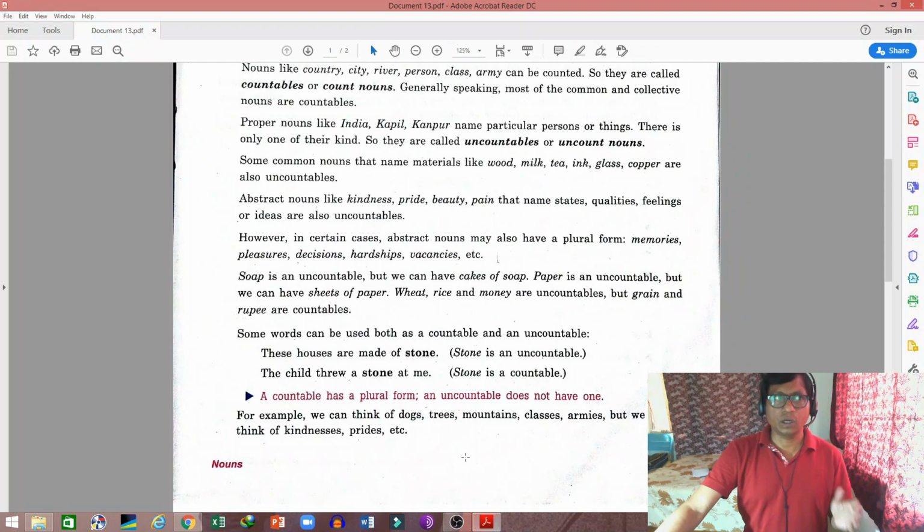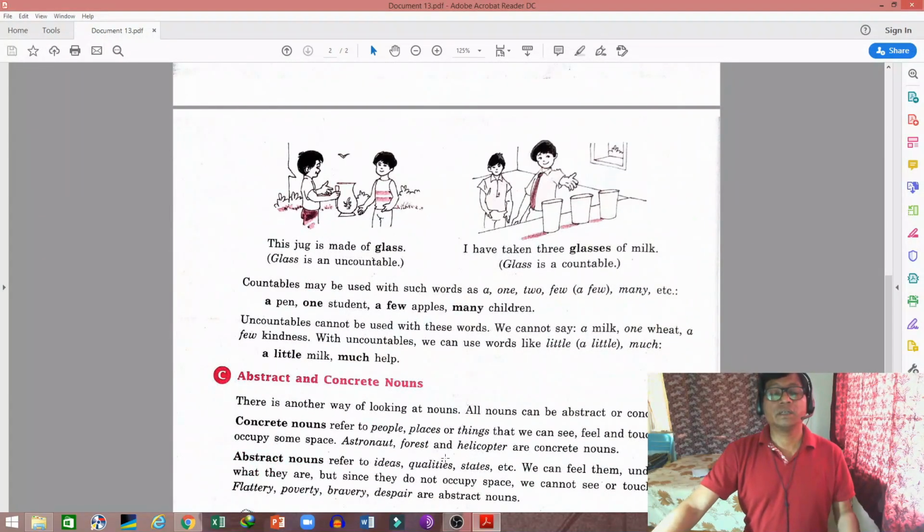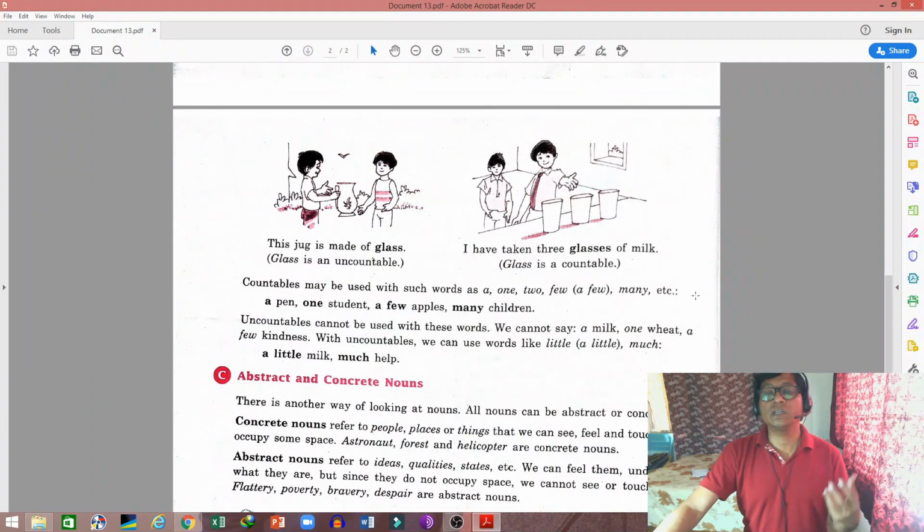So depending on the sentence and situation, sometimes the noun can be called a plural noun or singular noun, countable or uncountable. A countable noun has a plural form. An uncountable noun does not have plural forms, right? For example, we can think of dogs and trees and mountains and classes and armies, but we cannot think of kindnesses, prides, right? So this is how we can make the differences. Now, just look at this. This jug is made of glass. Now, glass is uncountable. I have taken 3 glasses of milk. Now here, look at this picture. 3 glasses of milk means here the glass is countable.